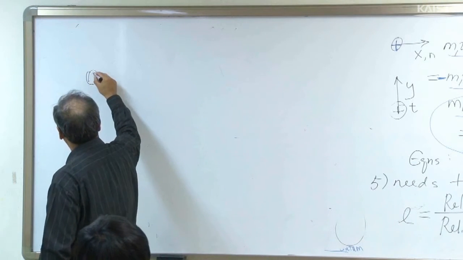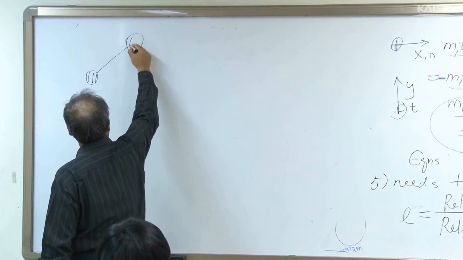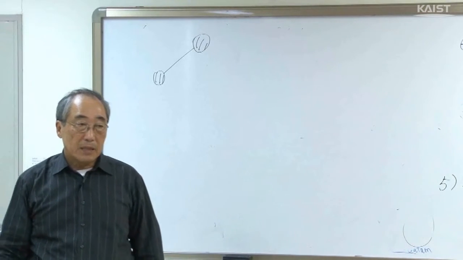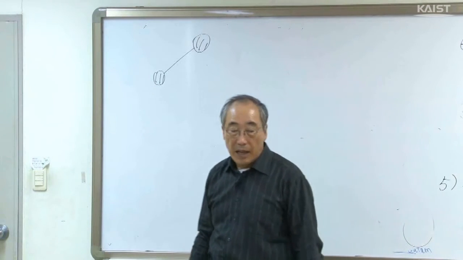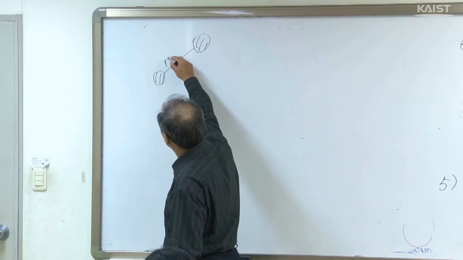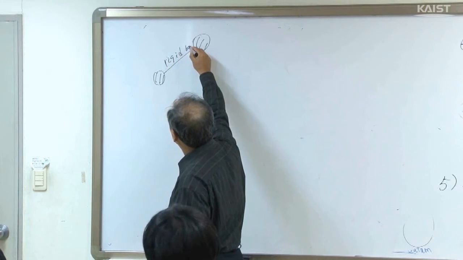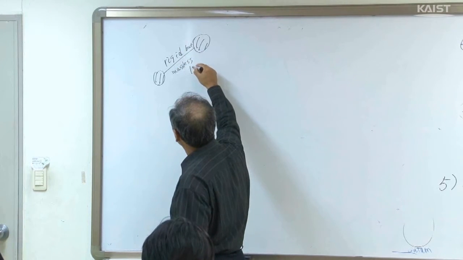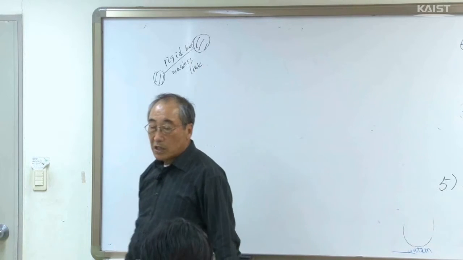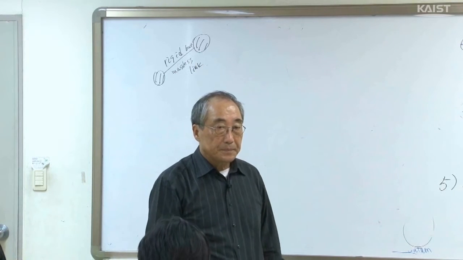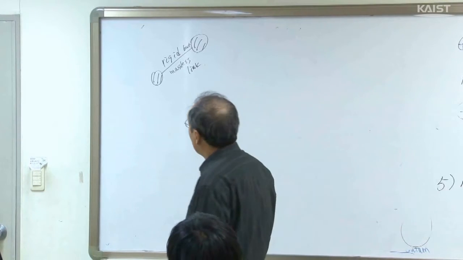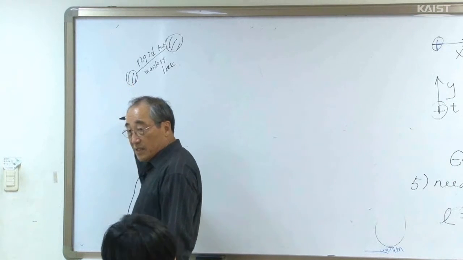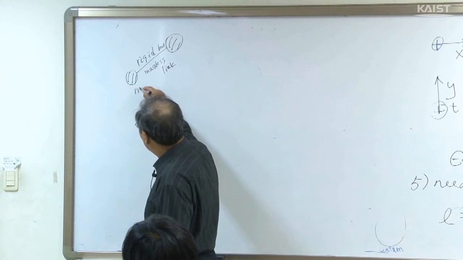Suppose I have two masses linked by a rigid but massless link. This is a rigid but massless link. Very strange link. Or also I can say the mass of this link is very, very small compared with this mass. And I have mass 1 and mass 2.